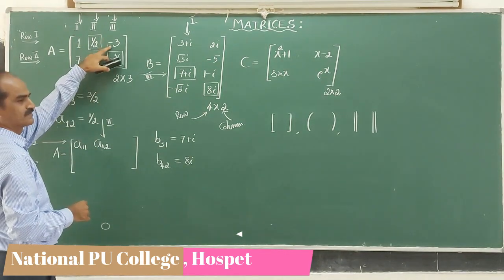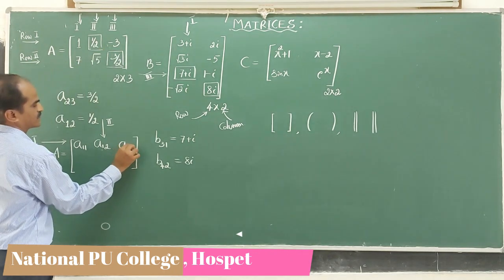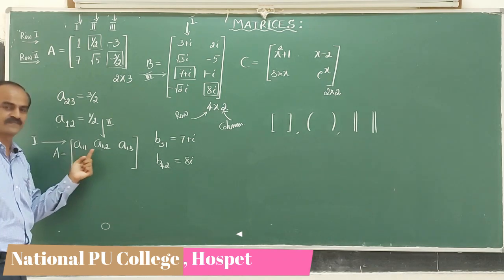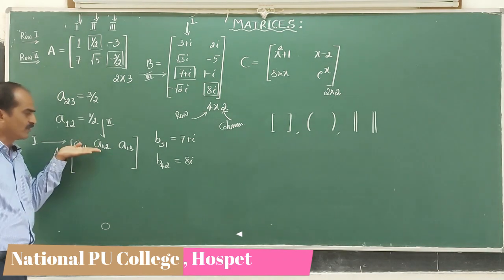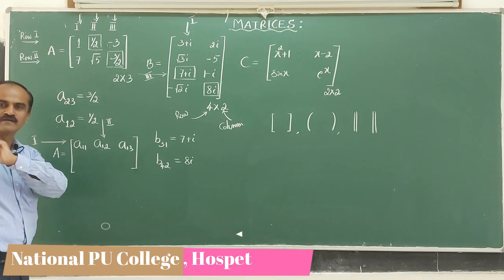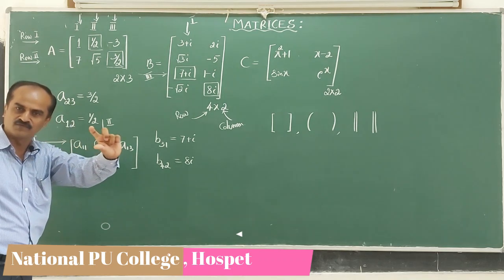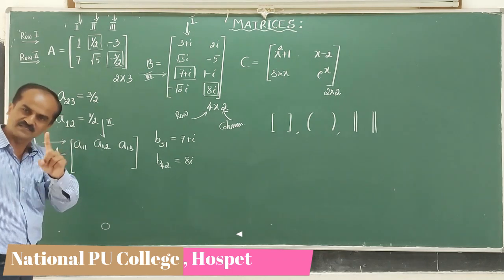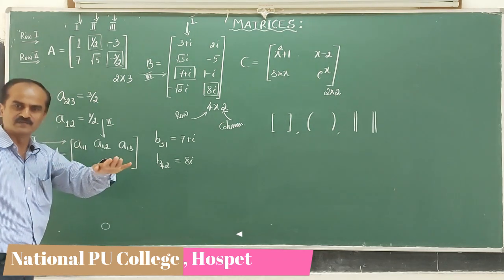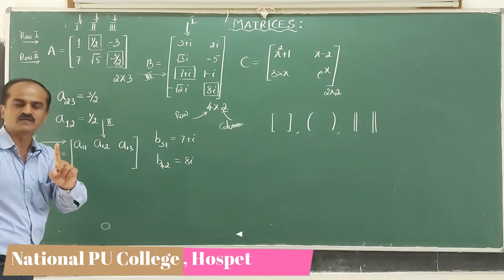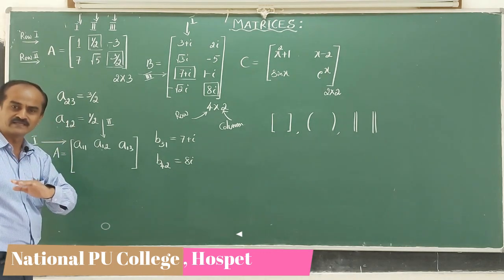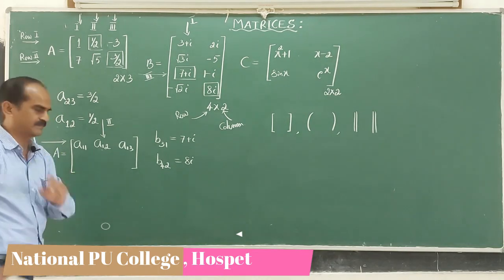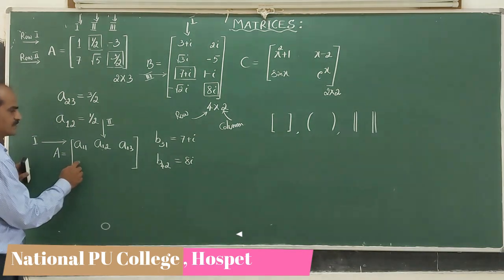What about position of this element? First row, third column. You observe here, we wrote all the first suffix as 1 because they are all elements of first row. When you are writing the elements of first row, remember all those elements will have their first suffix as 1. If you are writing second row elements, their first suffix is equal to 2. If you are writing third row elements, all their first suffixes will be equal to 3. Okay. Now, second row elements I am writing.